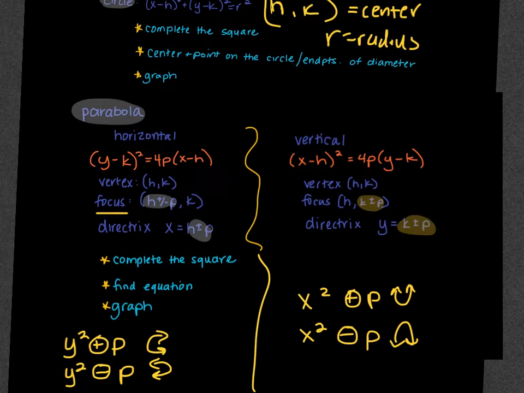The three kinds of questions in this section were complete the square again, finding the equation, and graph. You're going to have to complete the square more than once. One of them does not have something on the x squared or the y squared term. One of them does. So be prepared to make sure that you can take that off. There's stuff in the warm-up that will cover that.